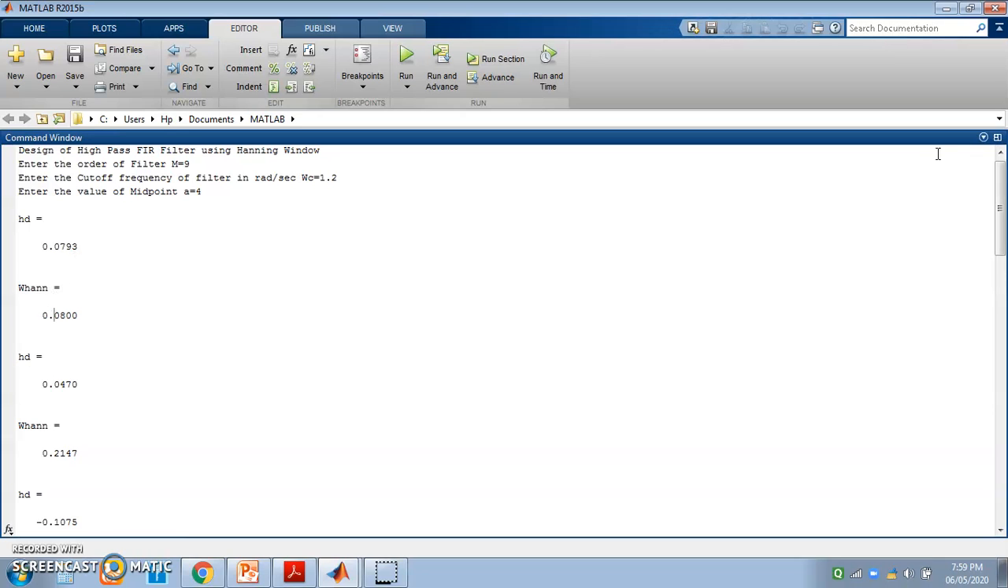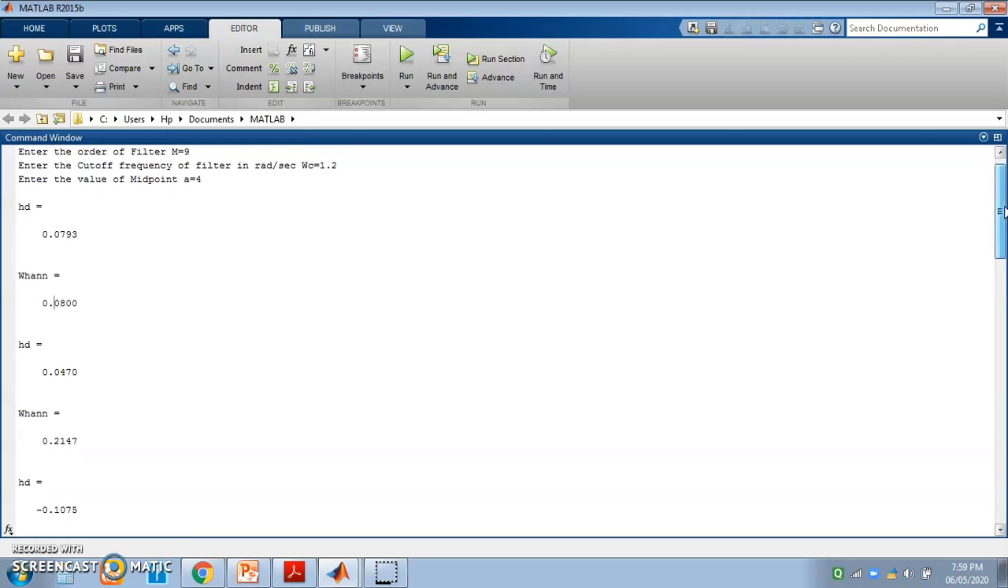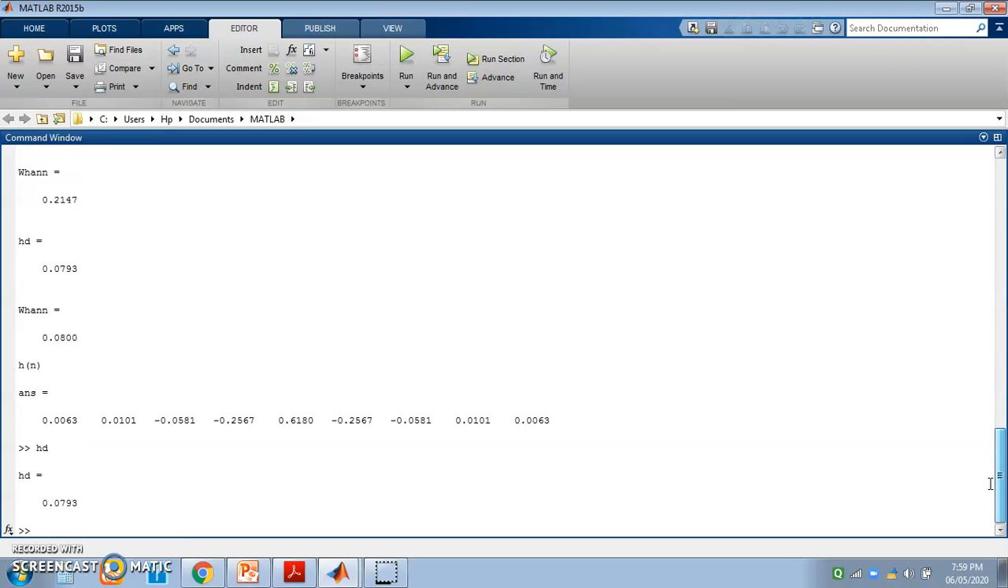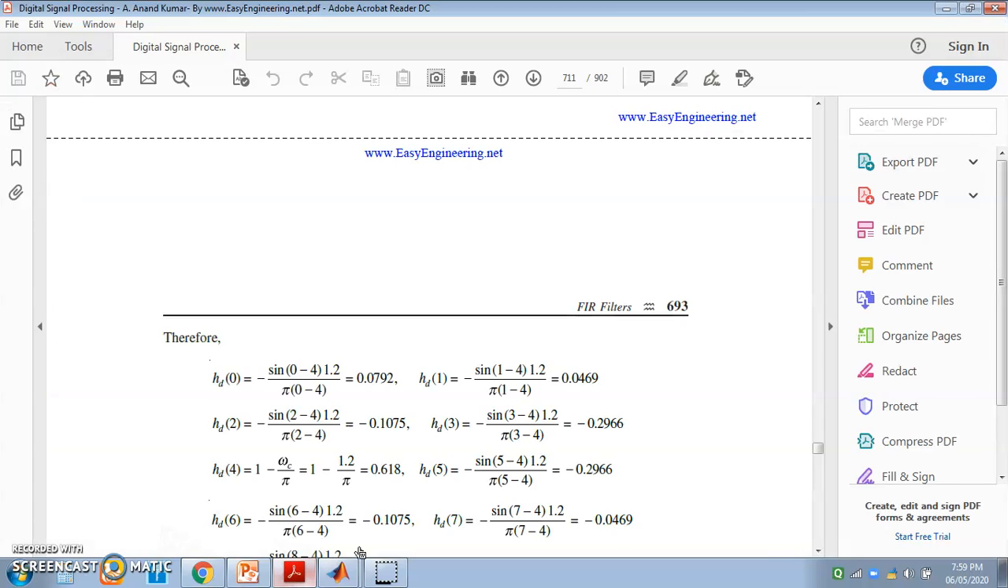In this way we can have all the values of the desired impulse response, and we have shaped those values with the help of the Hanning window. So finally we have the actual impulse response that we are interested in, and that is given by the notation h of n. So 0.0063, 0.01, then minus 0.0581, minus 0.2567. So we will verify those values one by one.